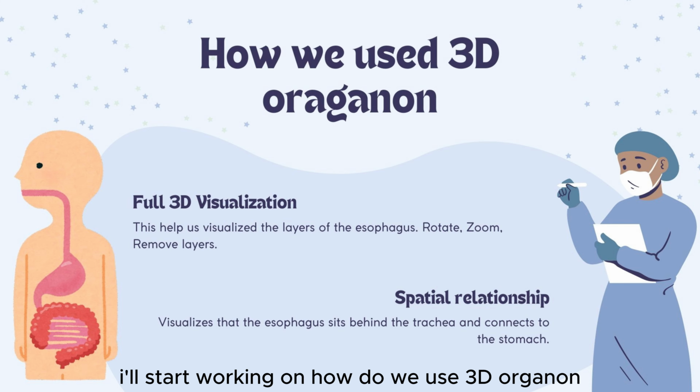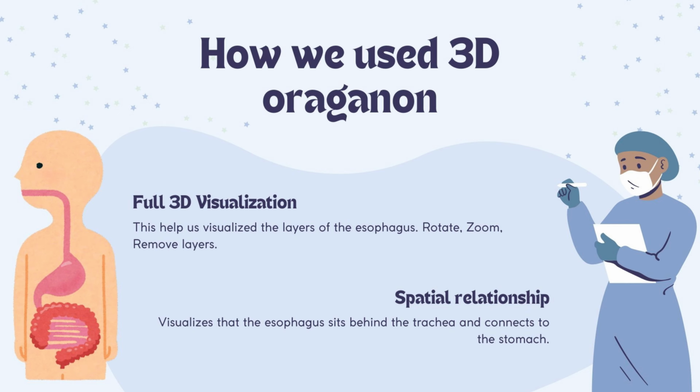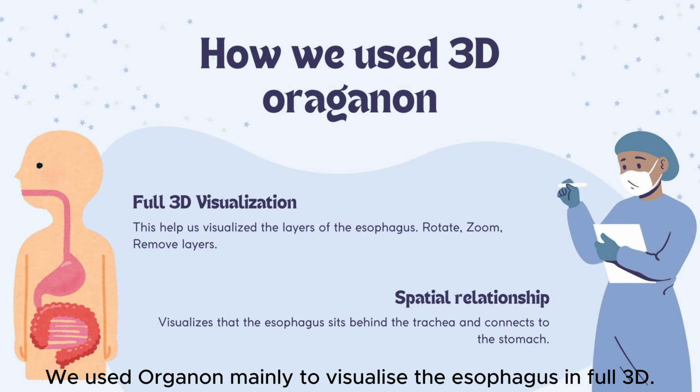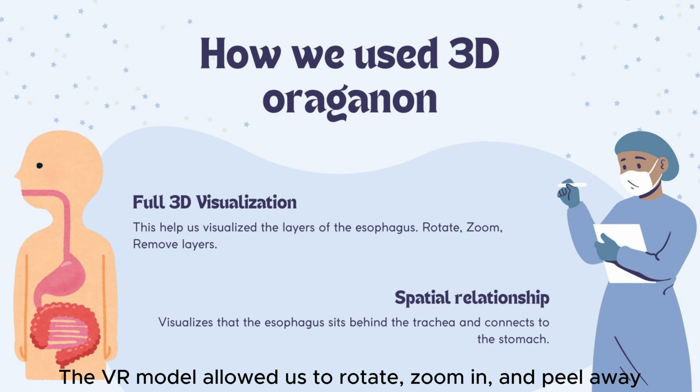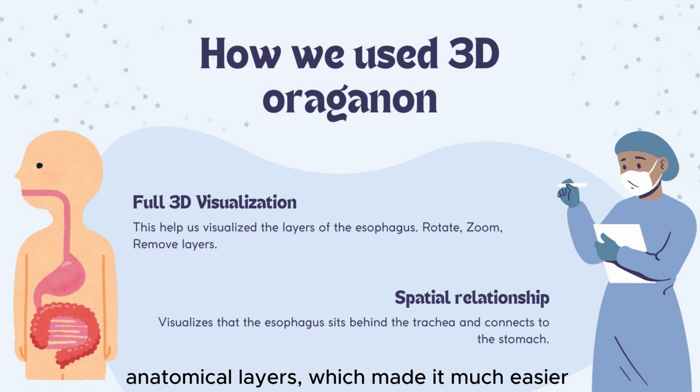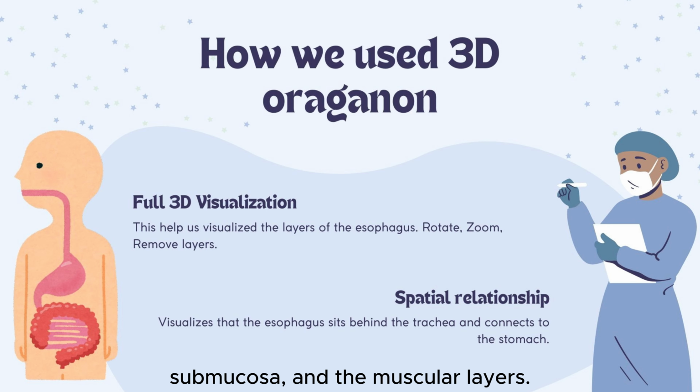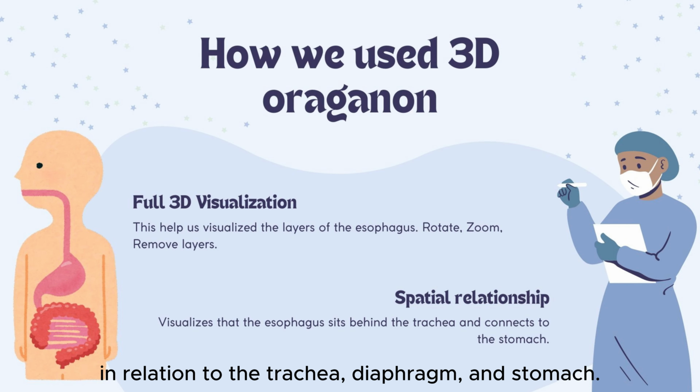I'll start off with how we used 3D Organon. We used Organon 3D mainly to visualize the esophagus in full 3D. The VR model allowed us to rotate, zoom in, and peel away anatomical layers, which made it much easier to understand the structure of the mucosa, submucosa, and the muscular layers. We also used Organon 3D to see the esophagus in relation to the trachea, diaphragm, and stomach.